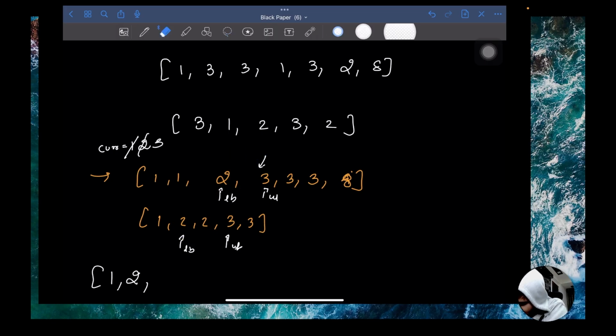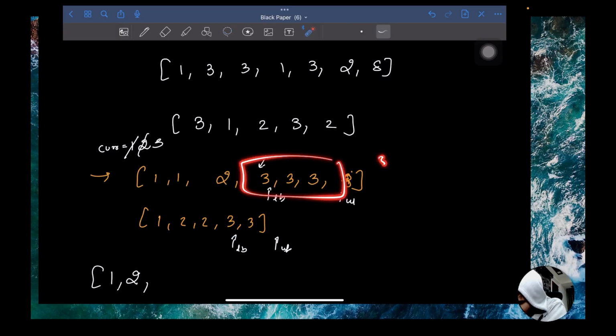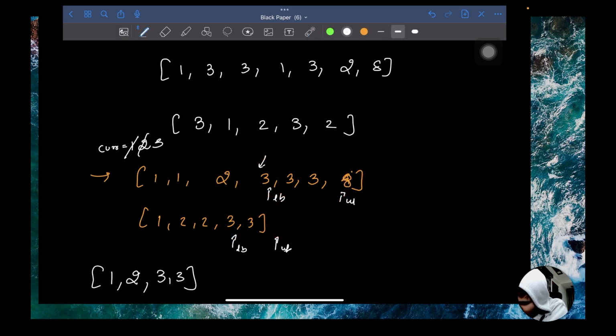This becomes 3. Now again upper bound, lower bound. So upper bound goes here, lower bound goes here. Upper bound goes here, lower bound goes here. So how many occurrences of 3 we have here? 3. How many occurrences of 3 we have here? 2. So 2 occurrences of 3 we need to add. And then we move forward.